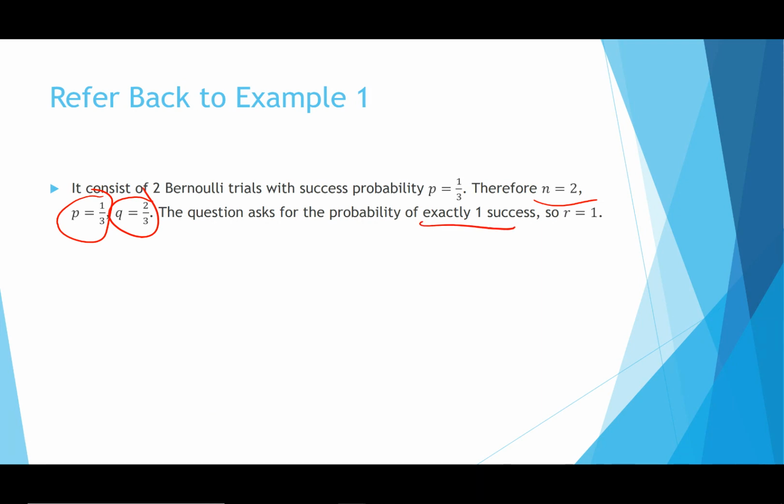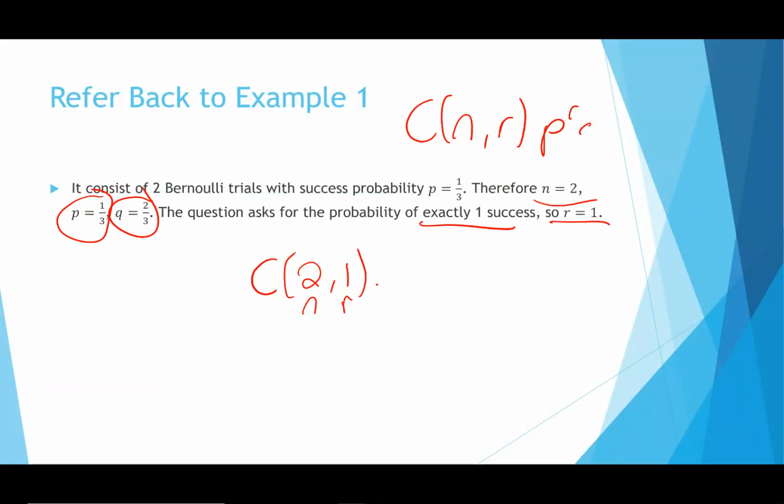So if you use the formula to answer this, we would have the combination of 2 choosing 1 because we're doing 2 trials and we're looking for 1 exact success. So N in this case is 2, R in this case is 1. I've mentioned that here in the problem, right? Times P to the r power. So let me go ahead and rewrite the formula up here so you can see what I'm plugging in. P to the r, q to the n minus r.